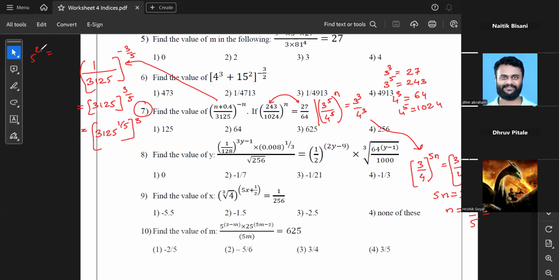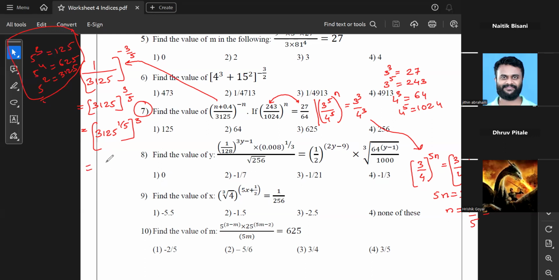5 squared is 25 and 5 cubed is 125. We know this much. So multiply this by 5. 5 raised to 4 gives you 625, and 5 raised to 5 gives you 3125. Correct. So it's simple math. This is not so difficult in this case.